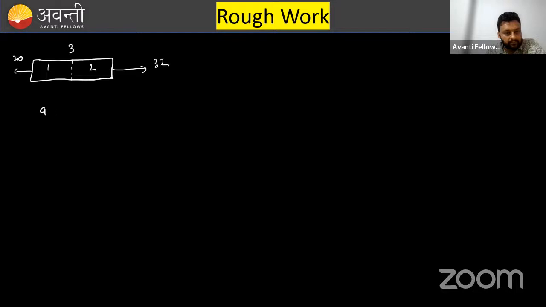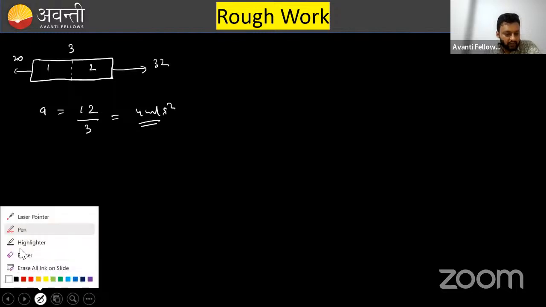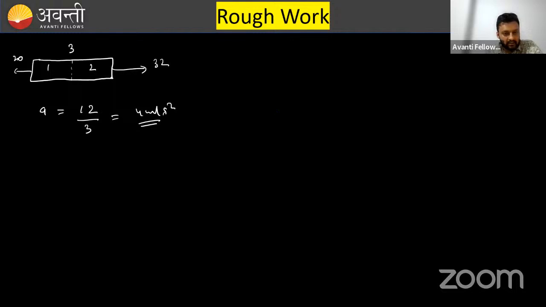Can I say the acceleration of this system is F net by m? F net कितना है इस पर? 12 by mass is कितना है? 3. That means 4 meter per second square से ये मूव कर रही है. If it is moving with 4 meter per second square, I can draw the FBD of different parts. Different parts means this is 1 kg part, this is 2 kg part.